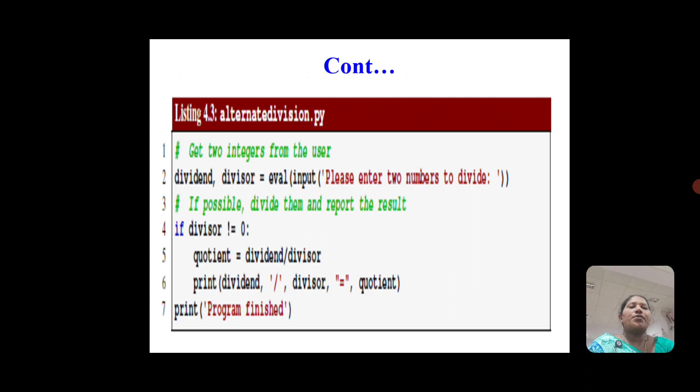If it is not equal to 0, and in the fifth line you can note down, you have given an indentation there. Quotient equal to dividend by divisor, the first number divided by the second number, and you will be printing that particular answer in the next line. And after that, in the seventh line, you can see that print is without an indentation. That means you are coming out of the if block and you are printing it. The print in the sixth line is within the if block, and the print in the seventh line is outside the if block.